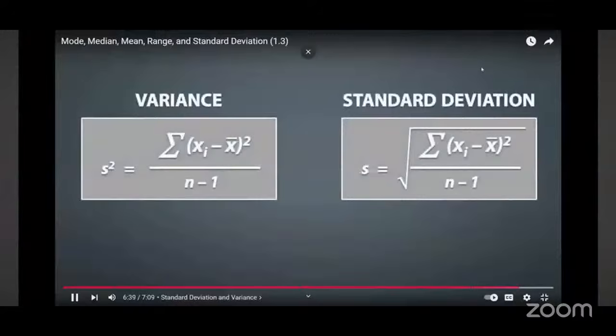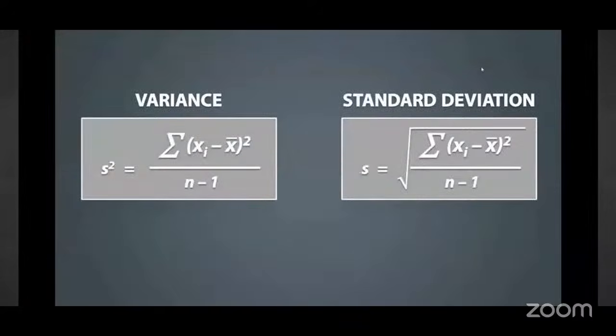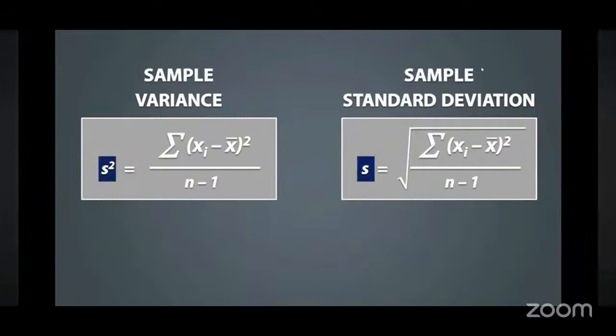The last thing we will talk about is variance. Variance is closely related to the standard deviation. The only difference between these two formulas is that the standard deviation involves taking the square root of the calculations, and for the variance, we don't take the square root. Also, notice how for the standard deviation, we denote it as s, and for the variance, we denote it as s squared. Both of these can be referred to as the sample variance and the sample standard deviation.